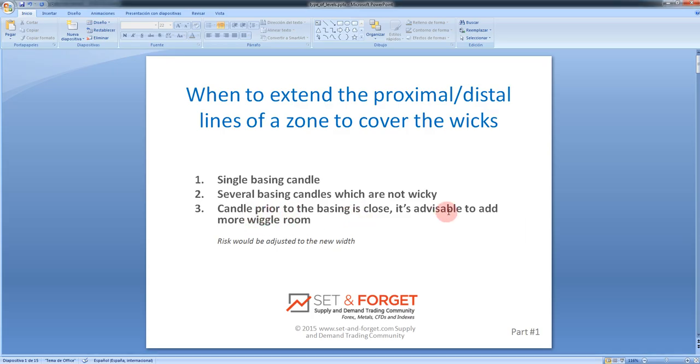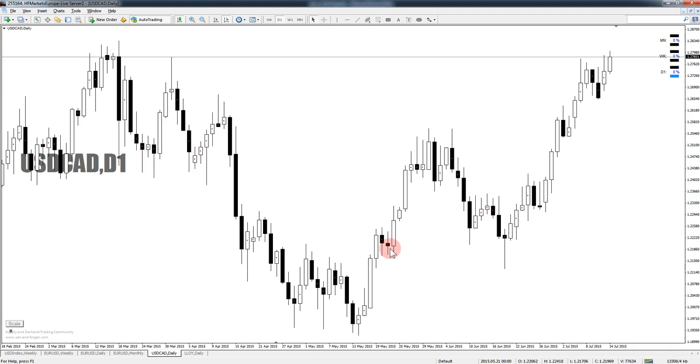Another example, this is the third example here. When the candle prior to the basing is close, it's advisable to add more wiggle room, like here. This is a rally, the base, and a rally. If you draw it like that, then you're out. So look at the candle to the left. When we have candles very close to it, like this bullish candle, then what we should do is this: cover the lowest low of the candle prior to it. If that candle didn't exist, obviously we're not going to do that. That's common sense.